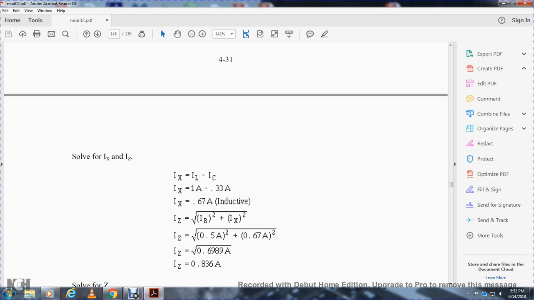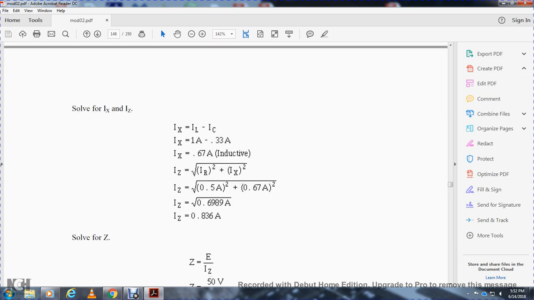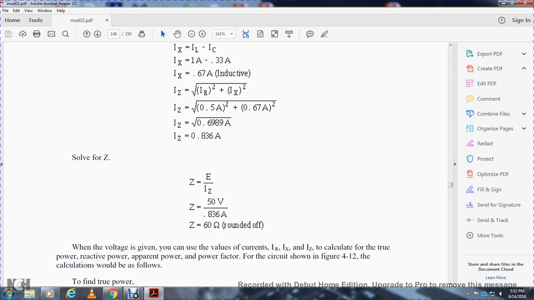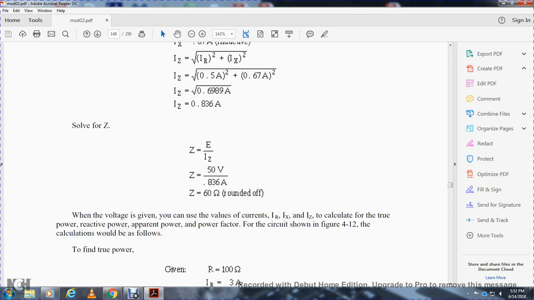So 0.5 amps squared plus 0.67 amps squared equals 0.689, and the square root of that is 0.836 amps. The impedance is equal to volts over the impedance current, which would be 50 volts over 0.836 amps, or 60 ohms rounded off.